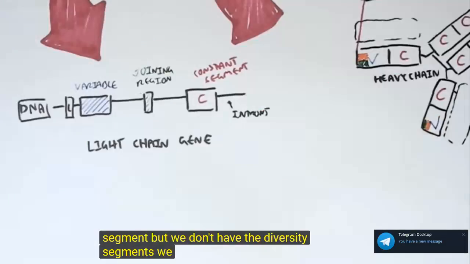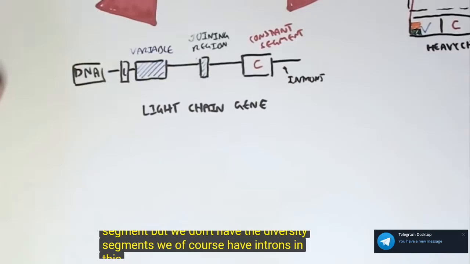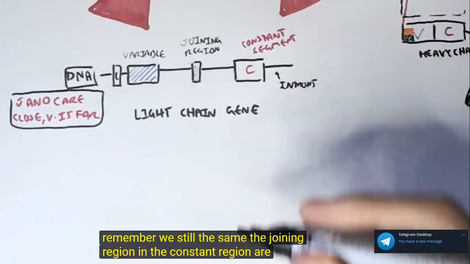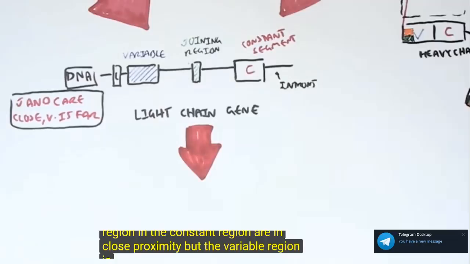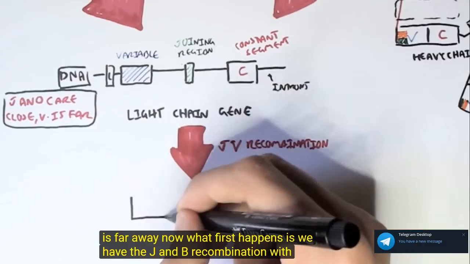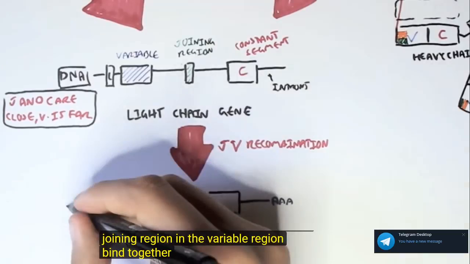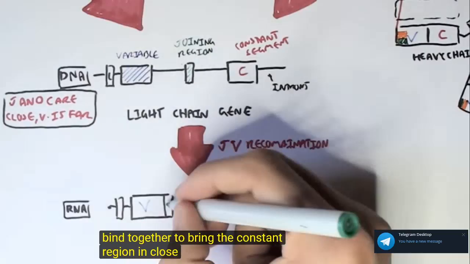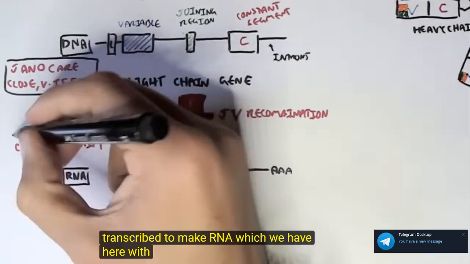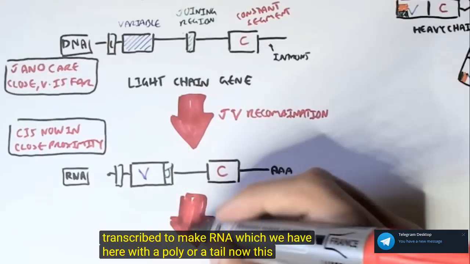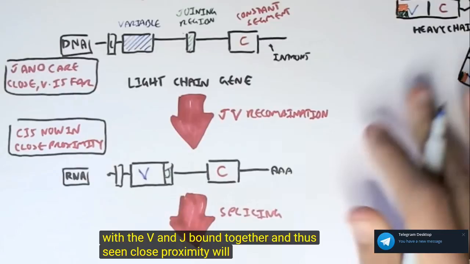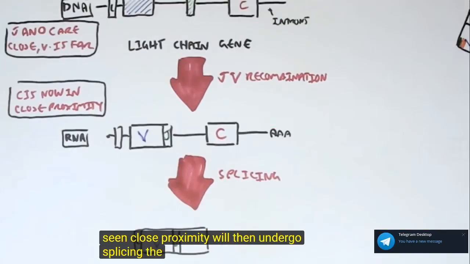We of course have introns in this gene because it's the DNA. And remember, it's still the same. The joining region and the constant region are in close proximity, but the variable region is far away. Now what first happens is we have the J and V recombination, where the joining region and the variable region bind together to bring the constant region in close proximity. And essentially after this it gets transcribed to make RNA, with a poly A tail. Now this RNA will then undergo splicing, the removal of the introns, simple enough.